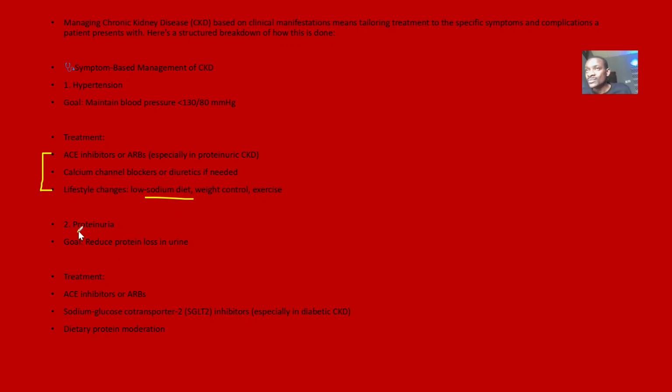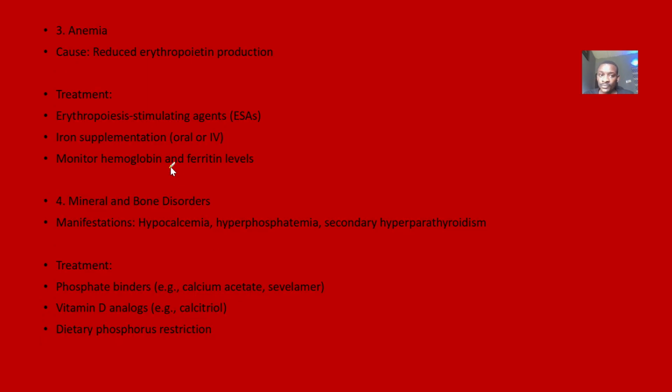Proteinuria, the person is losing proteins in urine, okay, and this is not nice. So you are trying to use drugs like angiotensin converting enzyme inhibitors, sodium glucose cotransporter inhibitors, then dietary protein moderation. Okay, the amount of proteins they used to take before will not be the same as what they are taking now. Okay, then anemia.